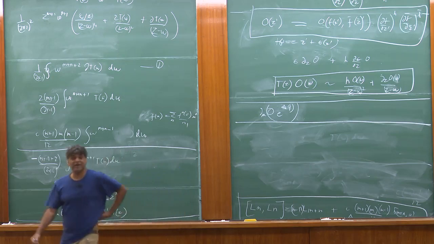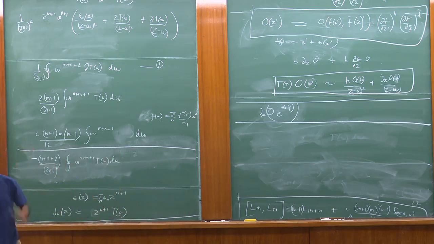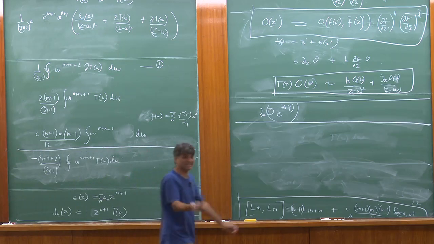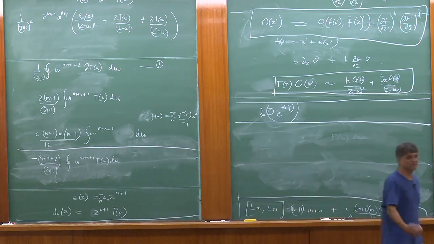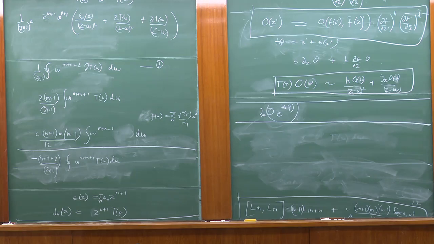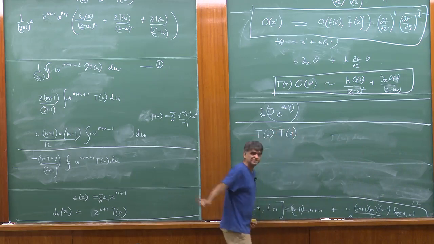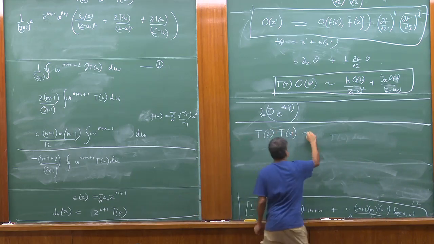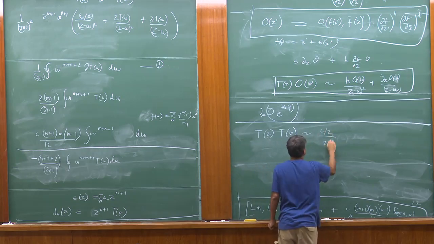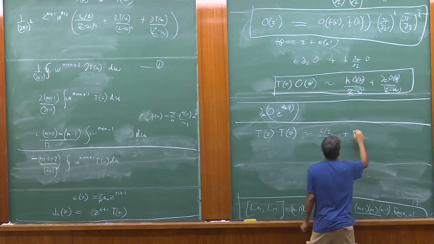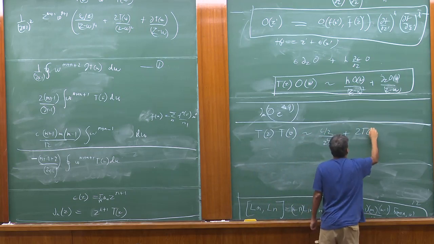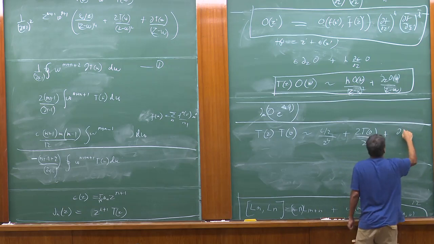The first question we're going to ask is the question you asked. How does the stress tensor transform under Weyl transformations? We had this stress tensor, T of z, T of 0, which was c over 2 z to the 4 plus 2 T of 0 over z squared plus del T over z.